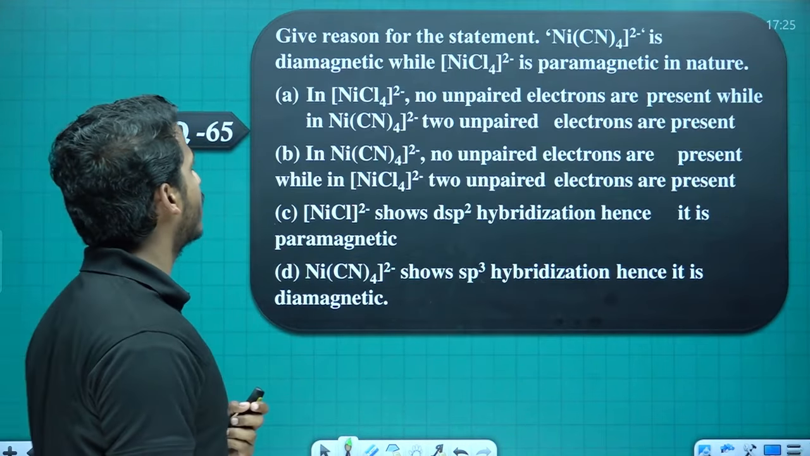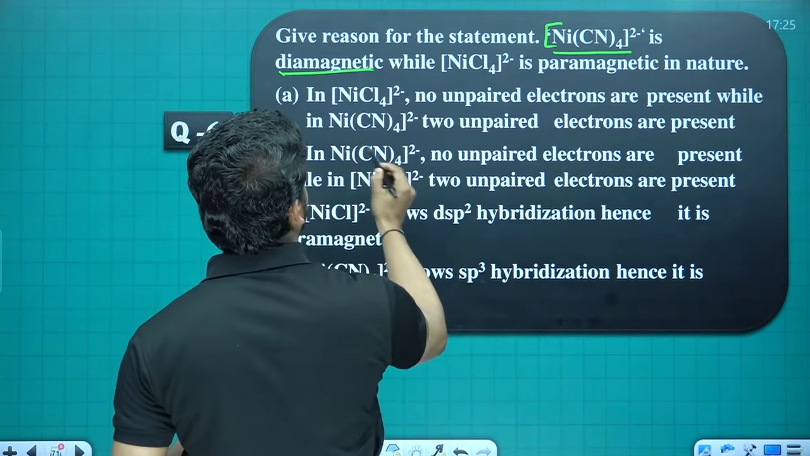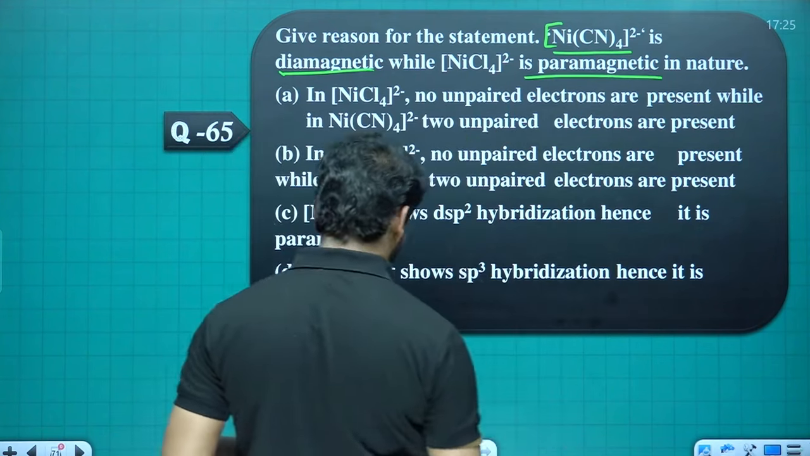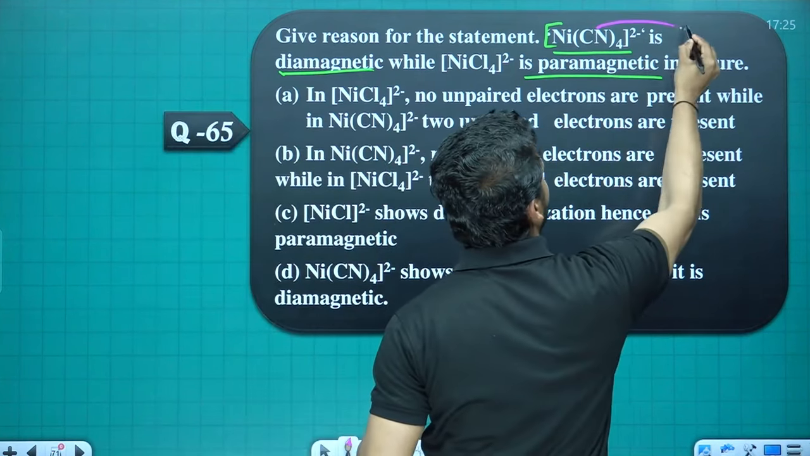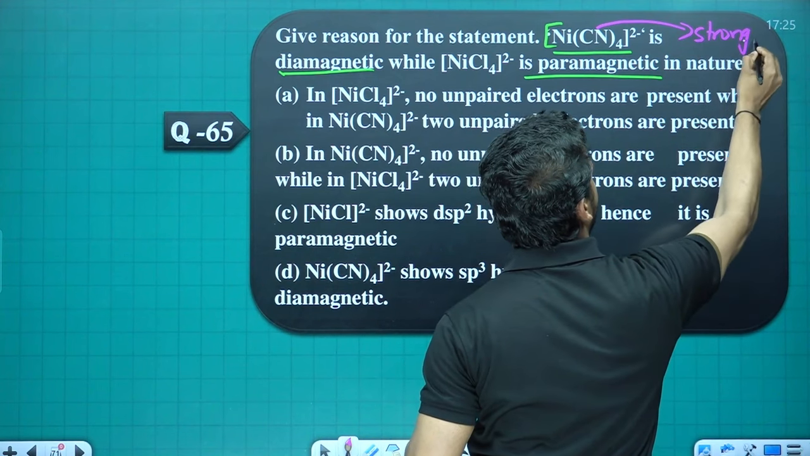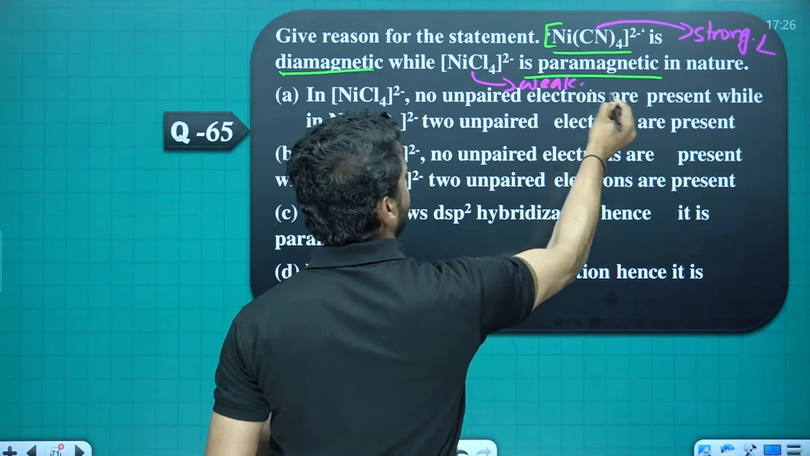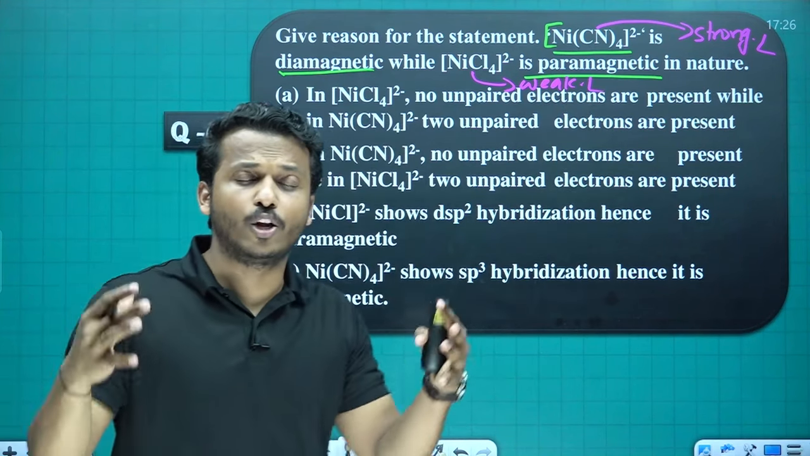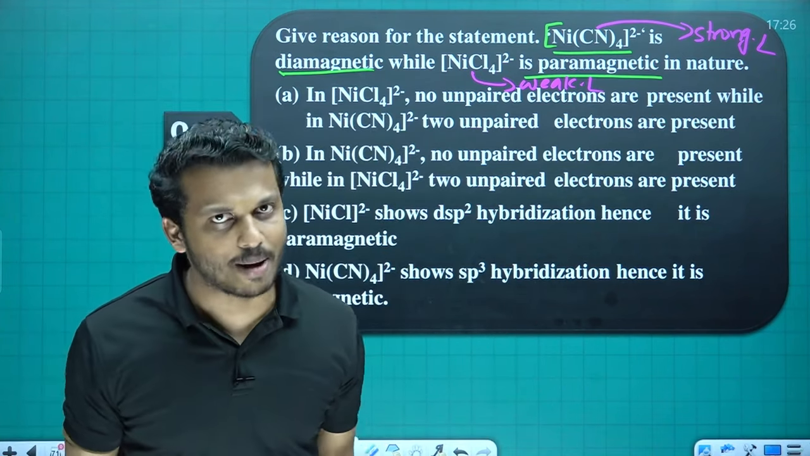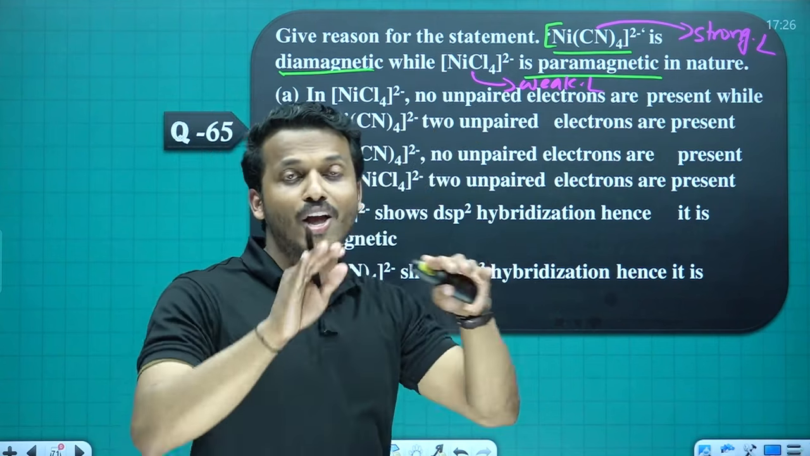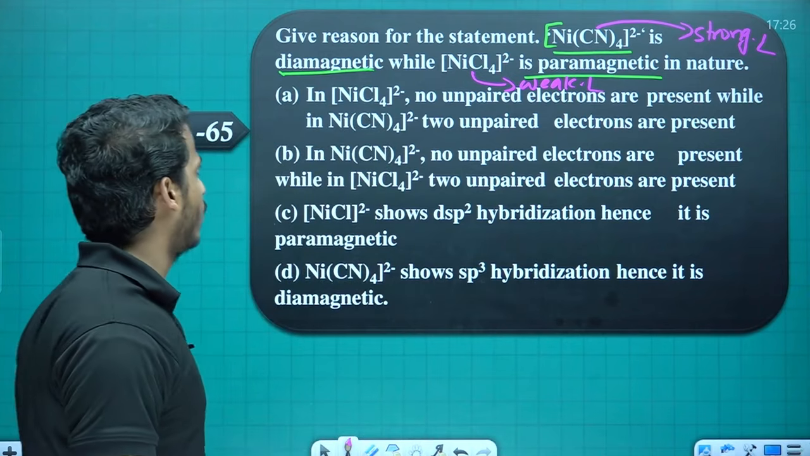Now give reason for the statement: why [Ni(CN)4]2- is diamagnetic while [NiCl4]2- is paramagnetic. Very simple question, my dear. In [Ni(CN)4], the ligand here is cyanide. Cyanide is a strong ligand, whereas Cl is a weak ligand. So if a strong ligand is present, electrons undergo pairing and there won't be any unpaired electron, so it can be diamagnetic. If there is a weak ligand, no pairing of electrons, so enough unpaired electrons will be there. It is paramagnetic.